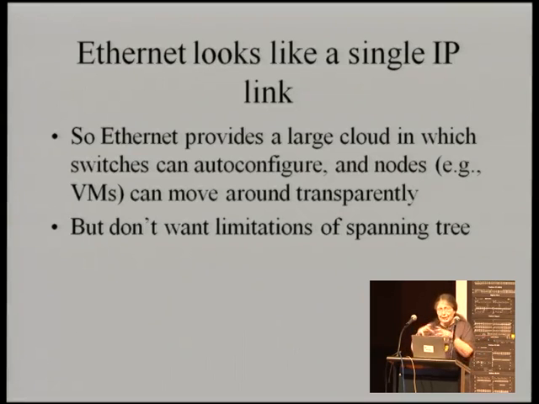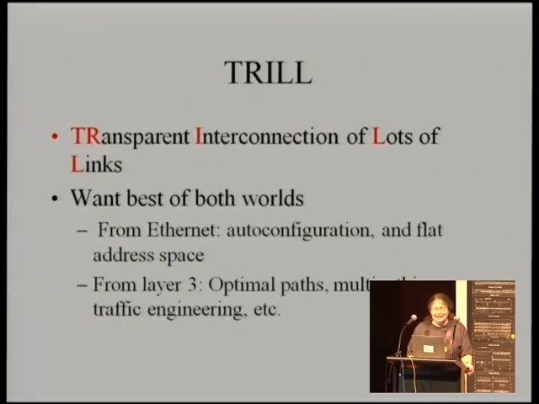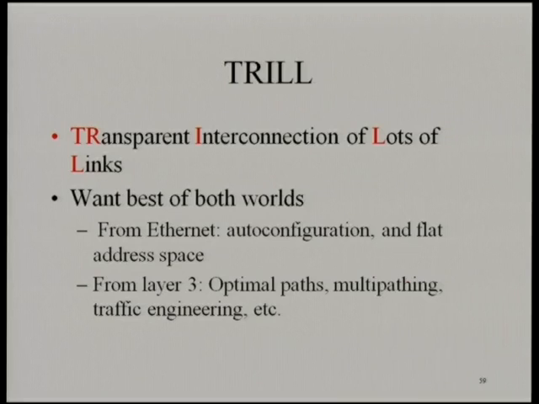So we want to be able to create a large flat Ethernet, but we don't want to have the limitations of spanning tree. We want to be able to use multiple paths. We want to use shortest paths. We want to do traffic engineering, all of the things they've been doing in Layer 3. So this is where I actually proposed this thing that became a working group in IETF, and the initial thing has been standardized. It's called TRILL, because it stands for Transparent Interconnection of Lots of Links, which will hopefully give you the best of both worlds.